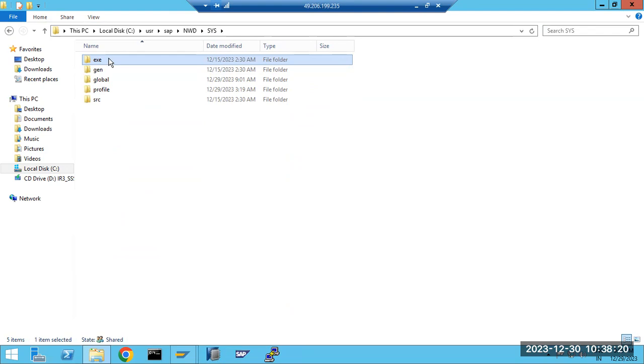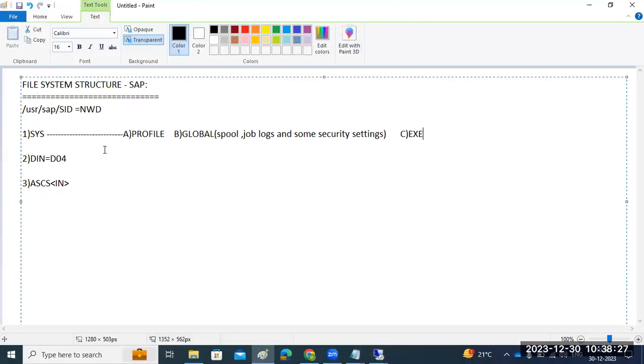The EXE folder, the global EXE, is under the sys directory. Under sys, we have the profile directory, global directory, and EXE. EXE means kernel; normally we call it executable files. SAP is running because of the OS level file systems that exist. These kernel files are very important here.